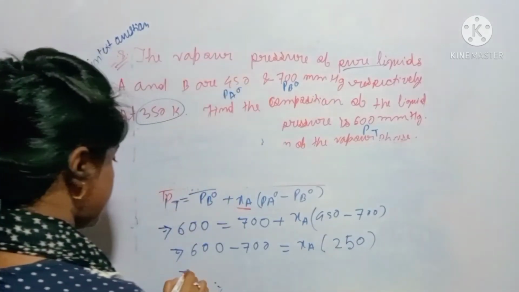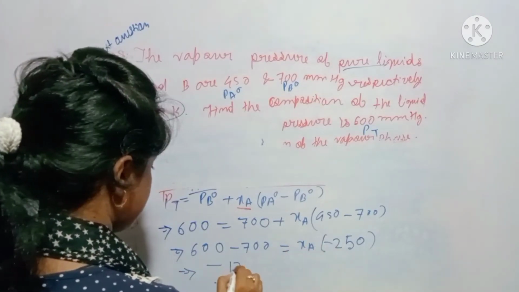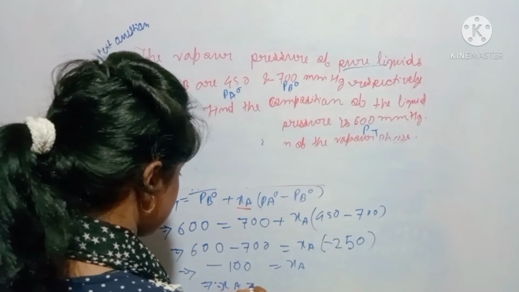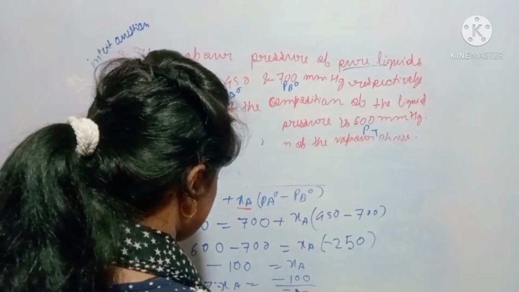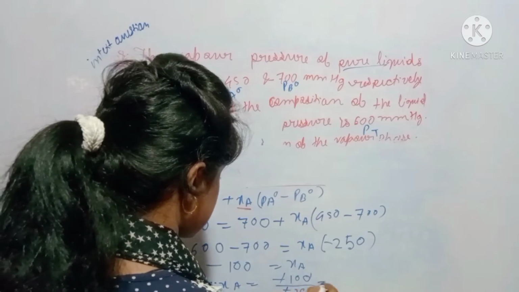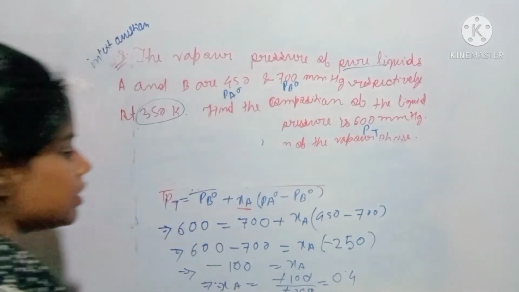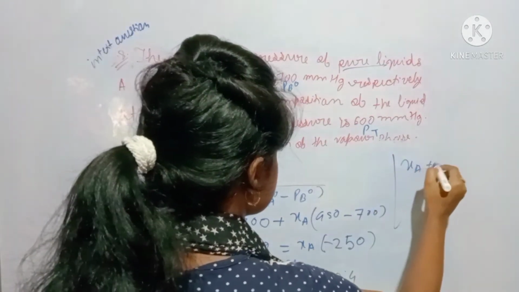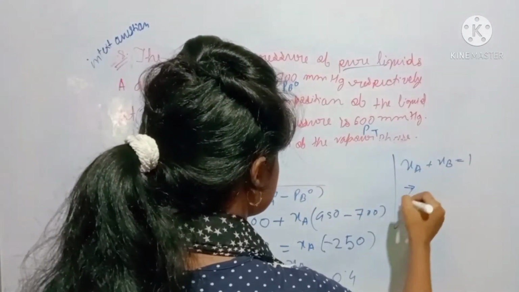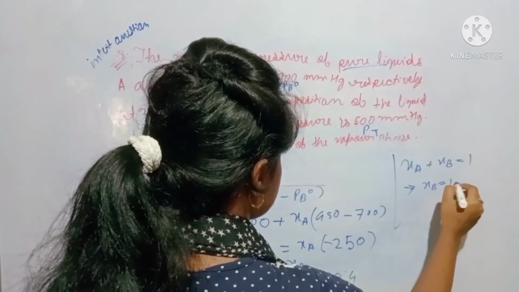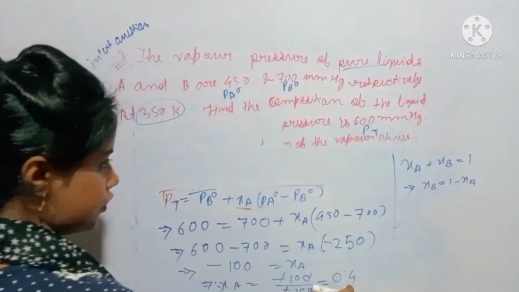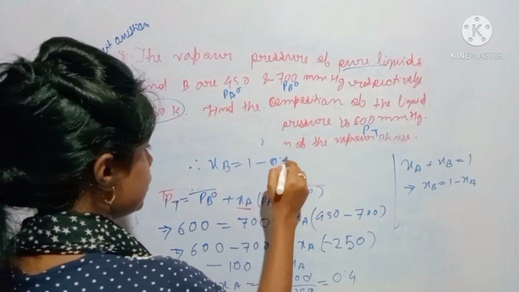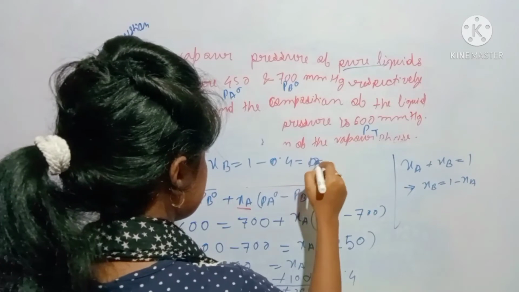Here it's minus 100 equals XA times minus 250. So XA is minus 100 divided by minus 250, so it's like 0.4. Since we get the value of XA, now we know that XA plus XB equals 1. So XB equals 1 minus XA. Since the value of XA is 0.4, the value of XB is 1 minus 0.4, that means 0.6.